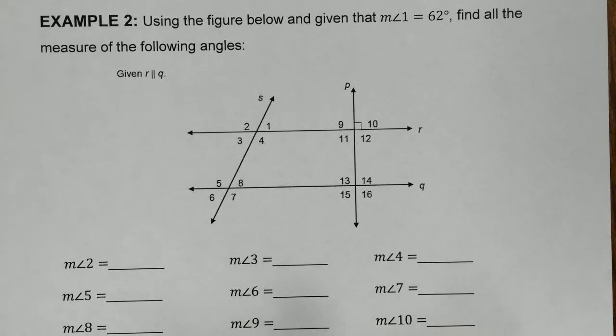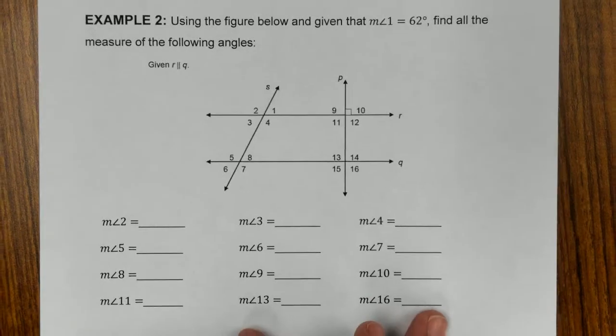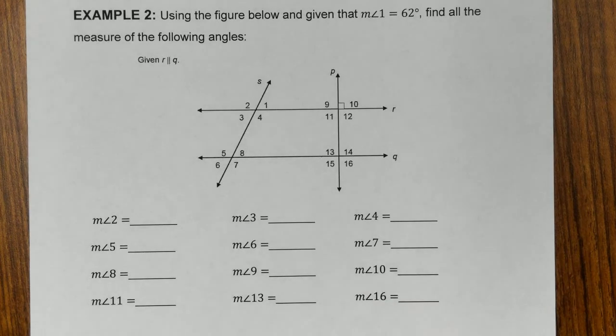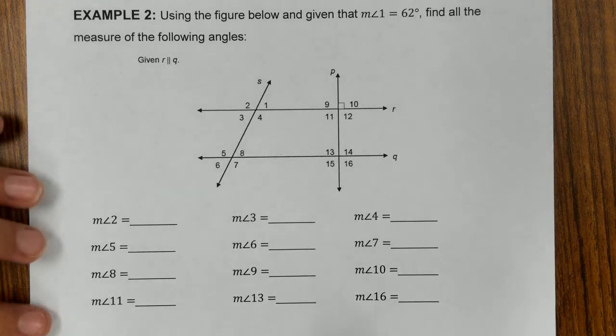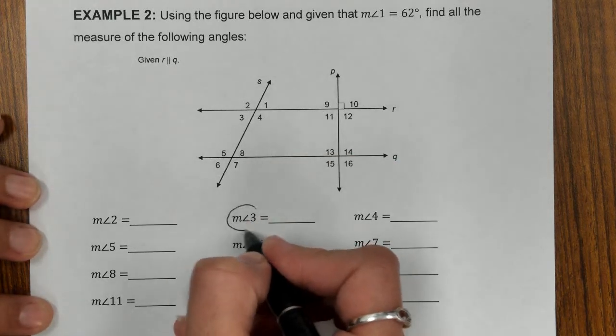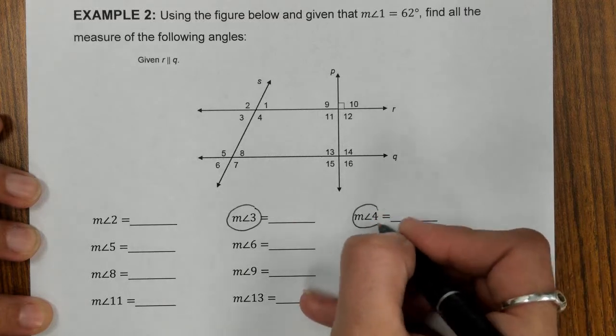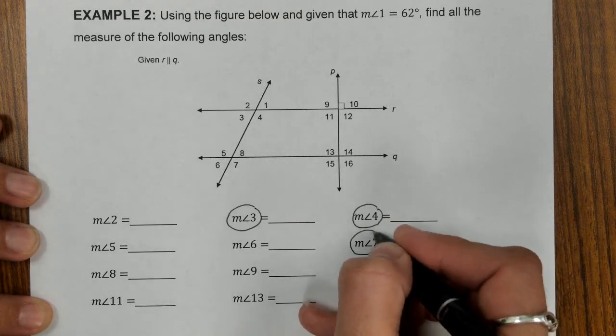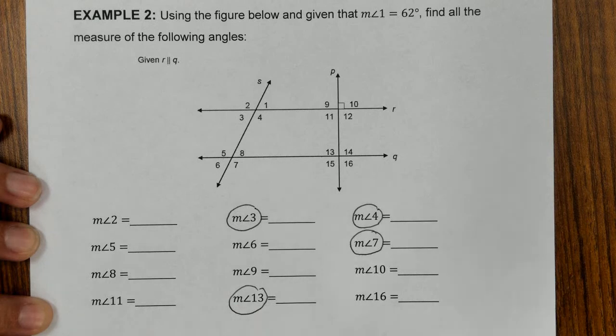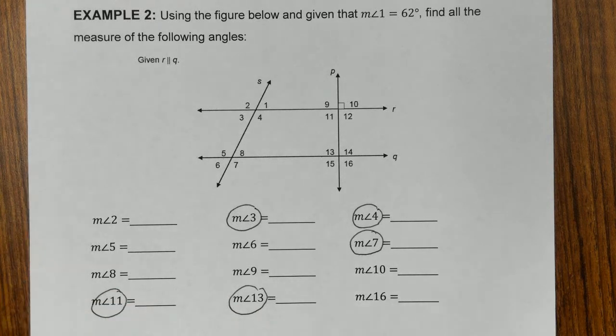The last example, we're going to identify different angle measurements. If I give you one angle measurement, I'm going to go ahead and circle the ones that you are going to do on your own. That way you can see I will be skipping around. These angle measurements you will need to do on your own, but let's go ahead and get started with this.